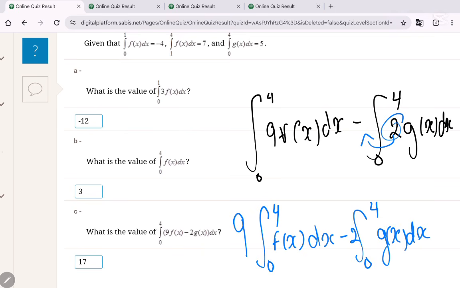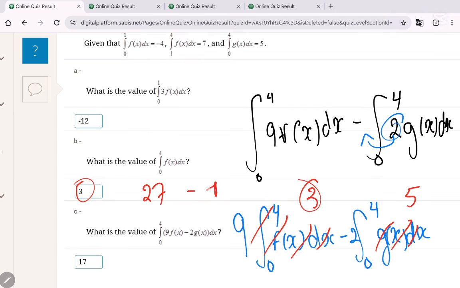So now what am I going to do? I'm going to replace them. This I can replace it by 3. I found it in the previous part. This I can replace it by 5. So now it's 9 times 3, which is 27, minus 2 times 5, which is 10, which will give me an answer of what? Which will give me an answer of 17.